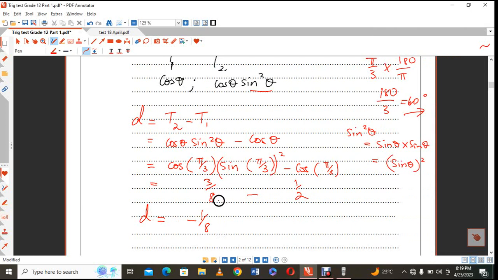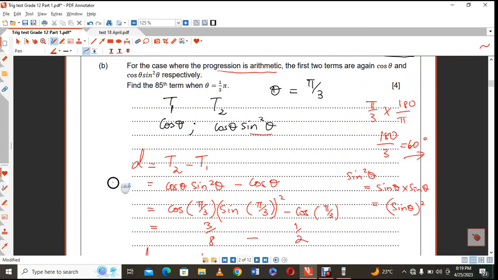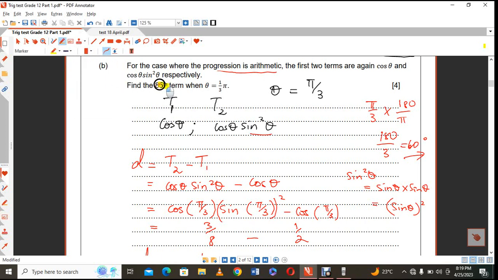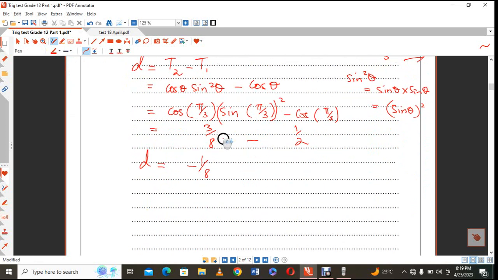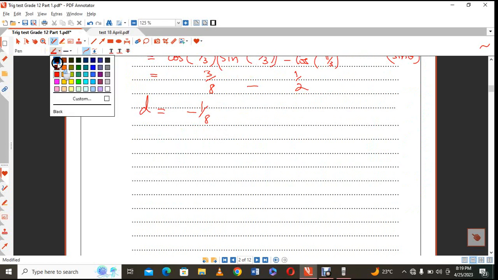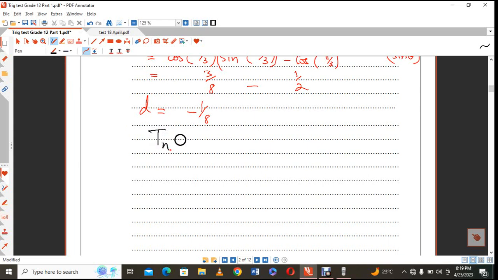Now we have our D value. So the question asks us to find the 85th term. So we need to find the 85th term. In order for us to do that, we're going to use the formula, okay? And remember, the formula that we use is nothing but T sub n equals A plus n minus 1 times our D.